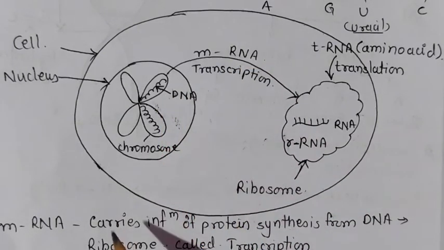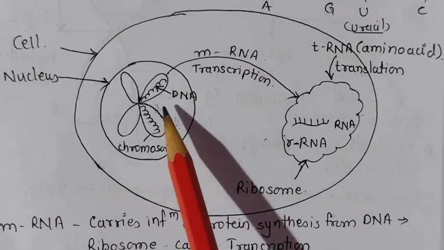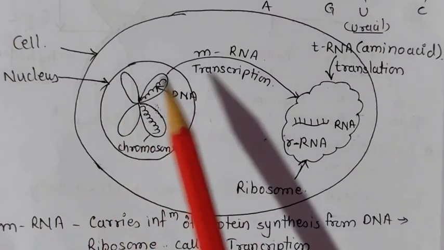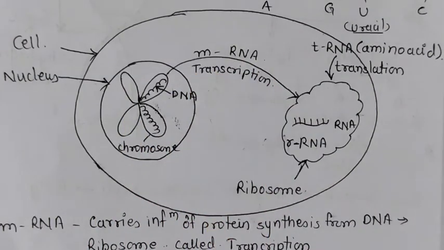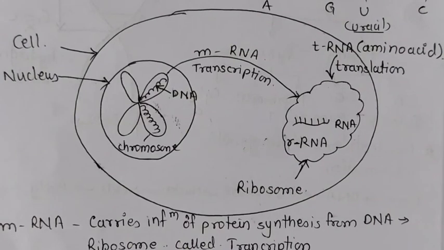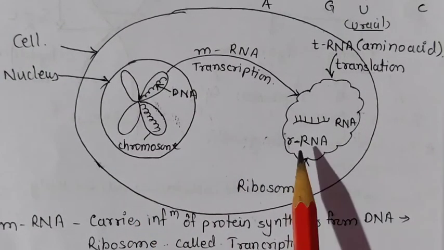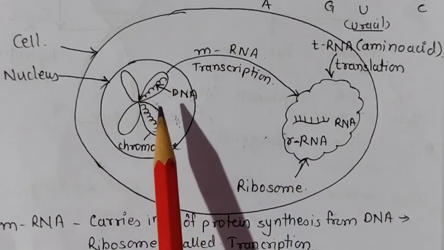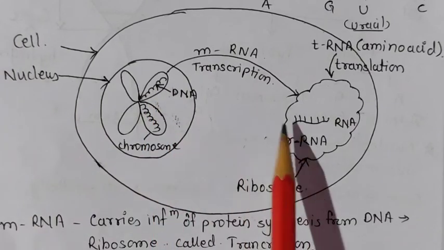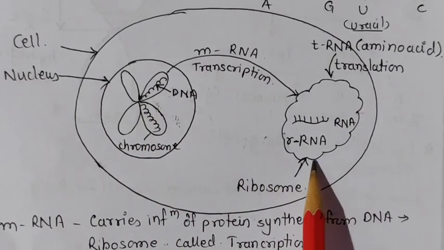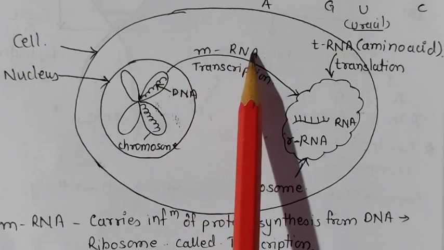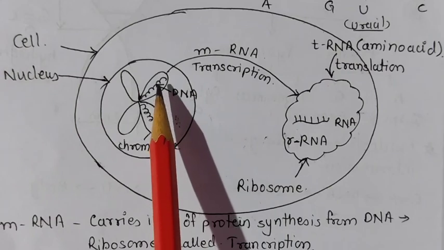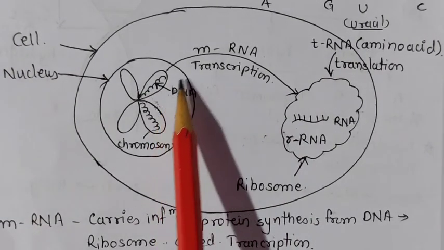Here the mRNA is a part of DNA, a single strand that is coming out of this DNA. That mRNA is carrying the information of protein synthesis from DNA to ribosomes. In the cell, you have learned the structure of the cell, that there are some ribosomes in the cell. So here the information goes from DNA to ribosome. This is the ribosome structure. This information is carried by the mRNA, and that transfer of information of protein synthesis from DNA to ribosome is called transcription.